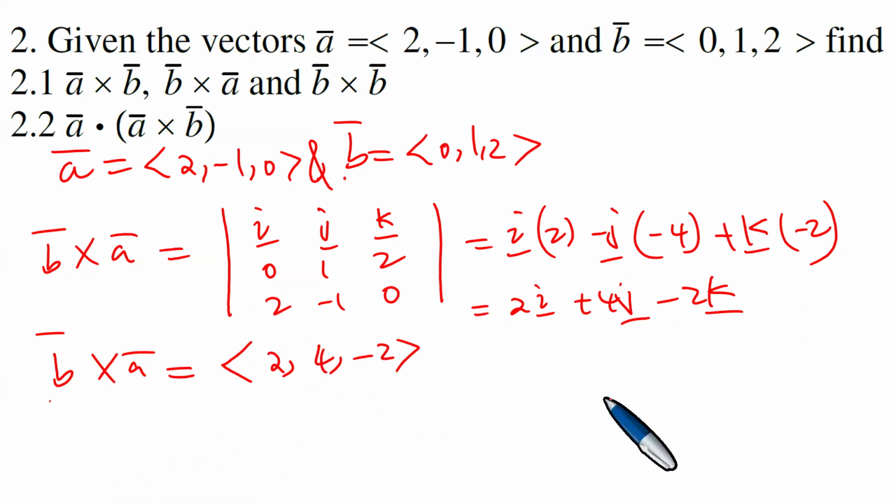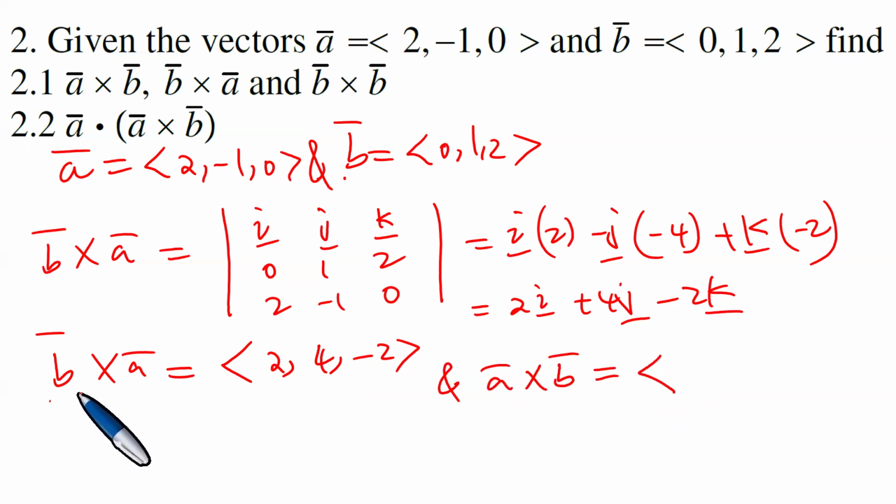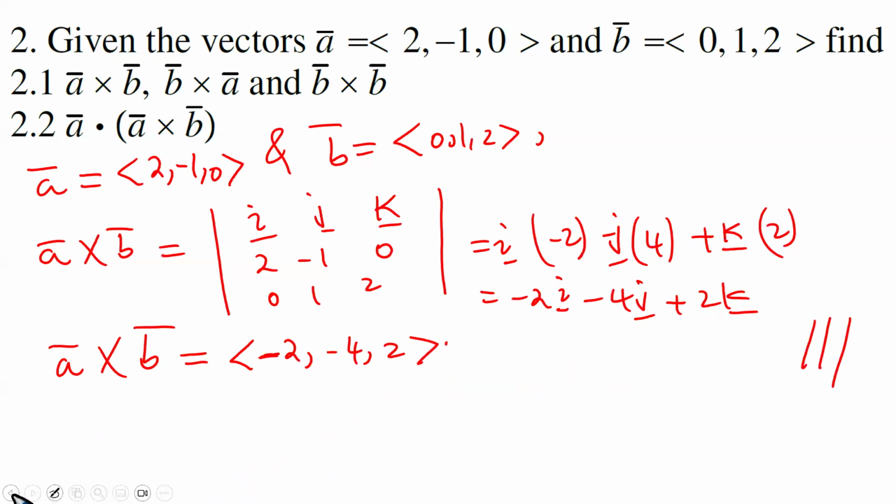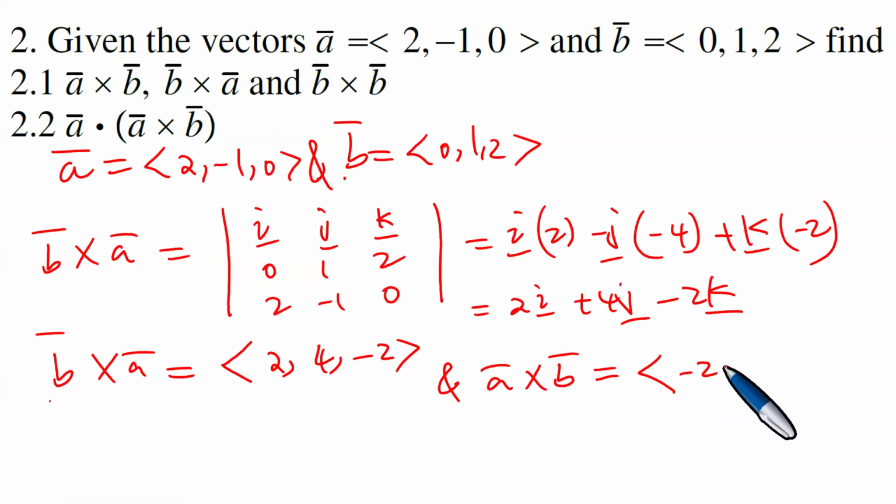Now, okay, we know this, but simultaneously, what is A cross B? Because now B cross A is 2, 4, -2. What is A cross B? A cross B is -2, -4, 2.